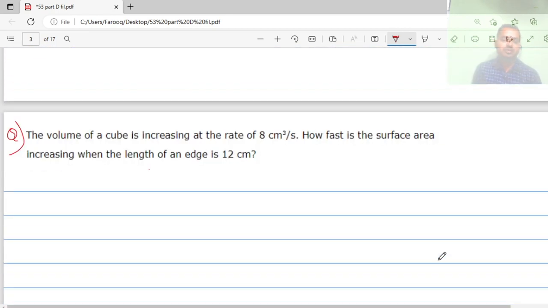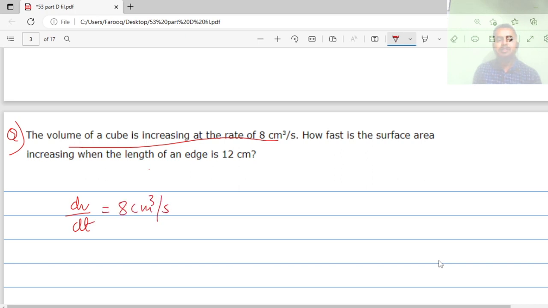And this one is, the volume of a cube is increasing. The volume of the cube is increasing at the rate of 8 centimeter cube per second, that is dV by dt is 8 centimeter cube per second. How fast is the surface area increasing? Surface area means dS by dt is equal to question mark. And the length of an edge is x equal to 12 centimeter. These are the things given.